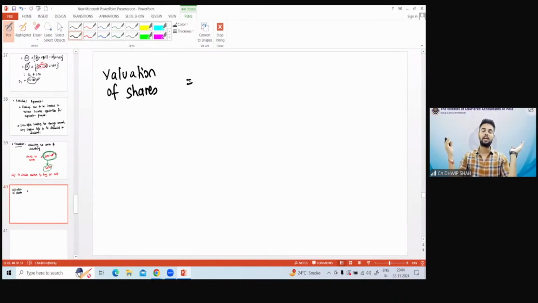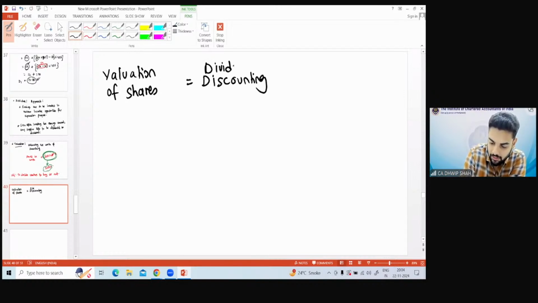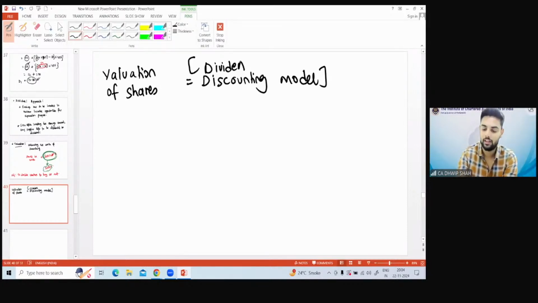There are numerous valuation models available. One of those models that is relevant for our understanding is the discounting model, the dividend discount model. Which is that model? Dividend discount model. The other models you will learn at CA final level. But since we are learning the dividend decision chapter, the relevant model for us is the dividend discount model. So one method of valuing a share is using the dividend discount model.